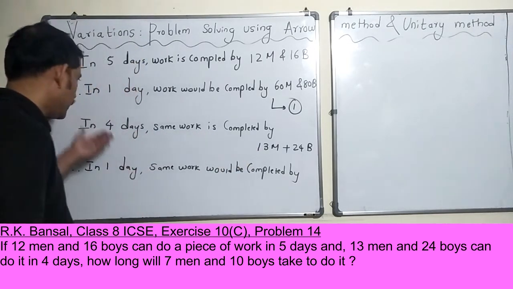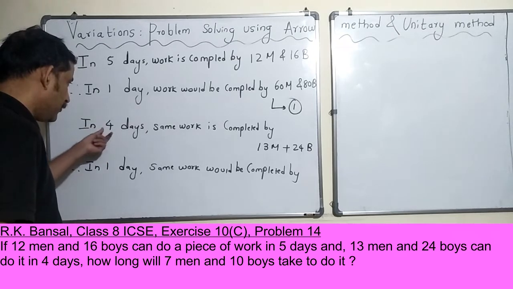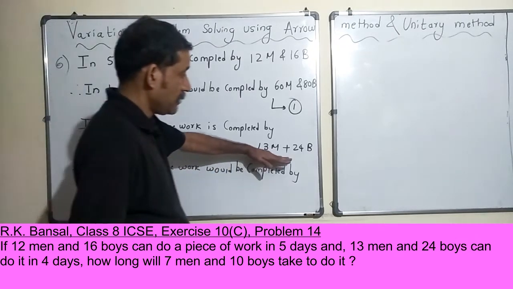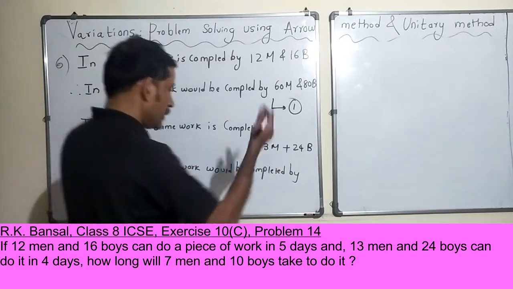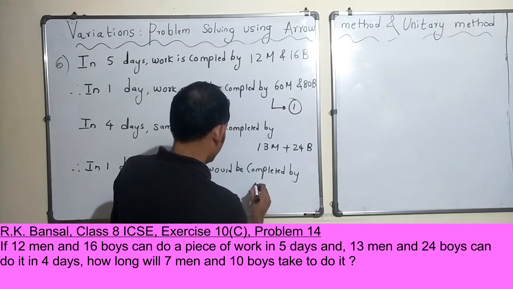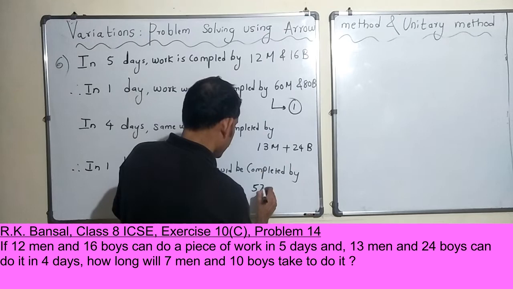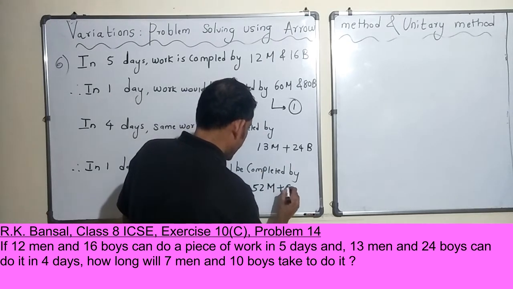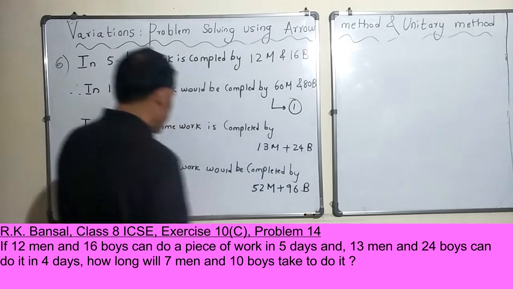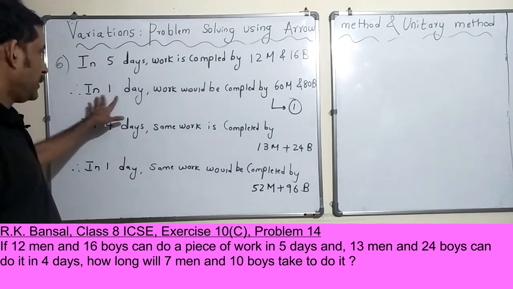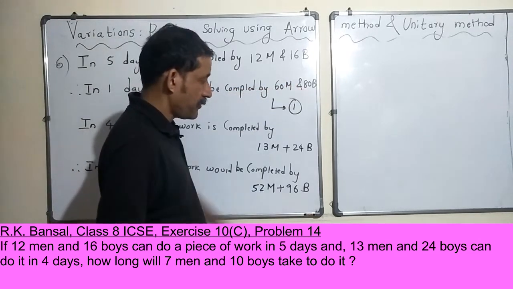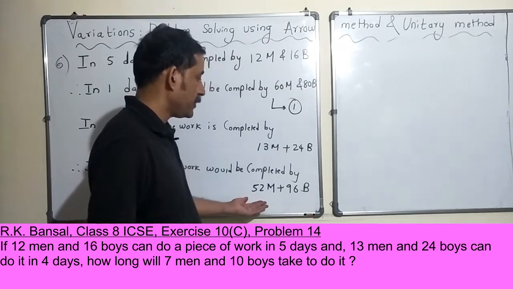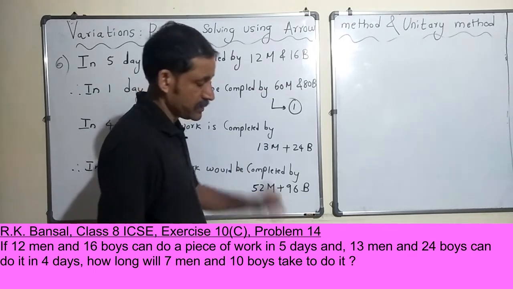In 1 day I divided this left hand side by 4 and got 1, but I need to multiply it by 4 here because more people are needed, right? So it's again an inverse variation. So 13 fours are 52 men plus 96 boys. So in one day, either you need 60 men and 80 boys to finish the work, or you need 52 men and 96 boys.